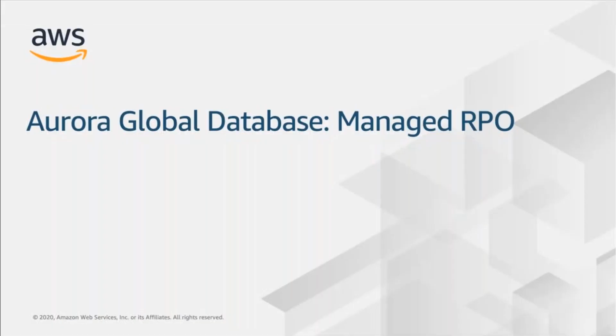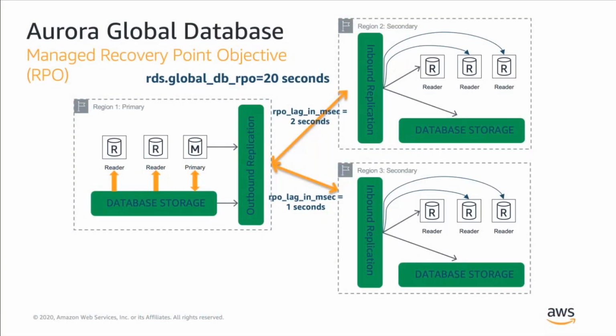So I want to talk about a couple of newer features we recently added to Aurora Global Database. The first one is called Managed RPO, or Managed Recovery Point Objective. We've initially launched Managed RPO with Aurora Postgres Global Database, and it's designed to let you control how far behind you're willing to let your secondary databases lag from your primary database.